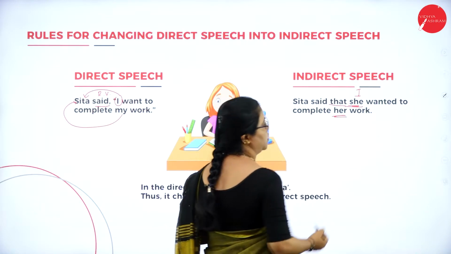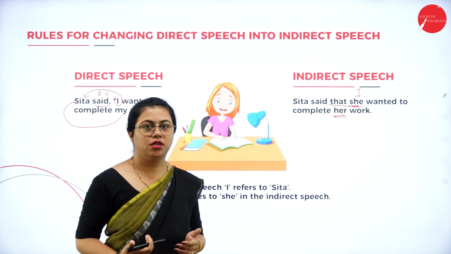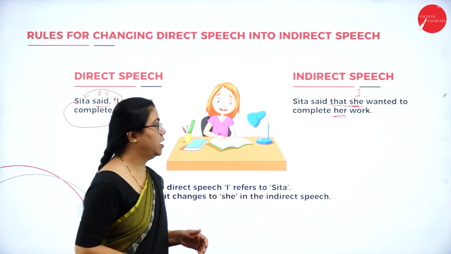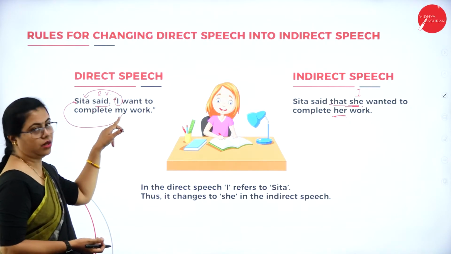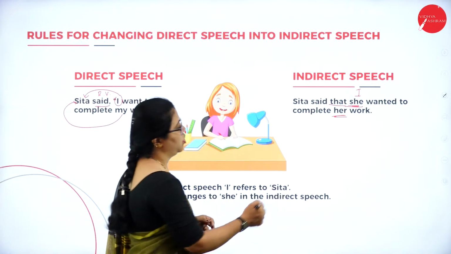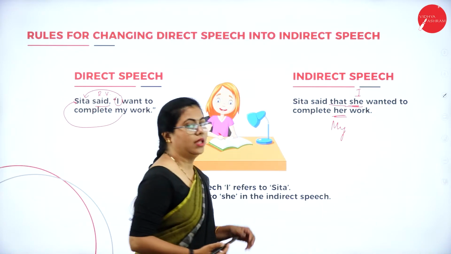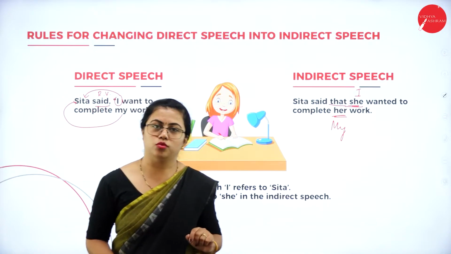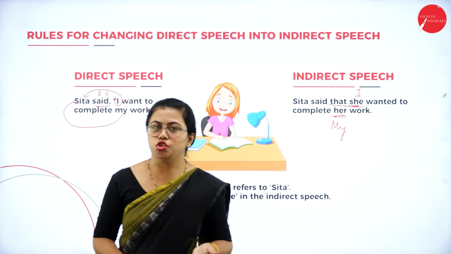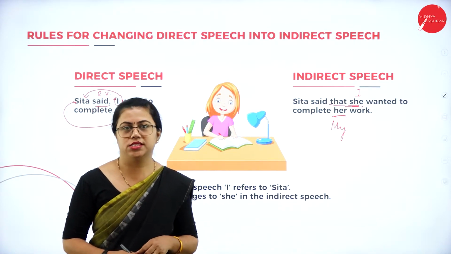You cannot write my work. Why will Sita complete my work? Until and unless she is helping me. But here it is Sita wants to complete her work. Isn't it? So here you are using it as her. Okay. My is changed to her. So there will be change in these pronouns also, depending upon the gender and number of the speaker.